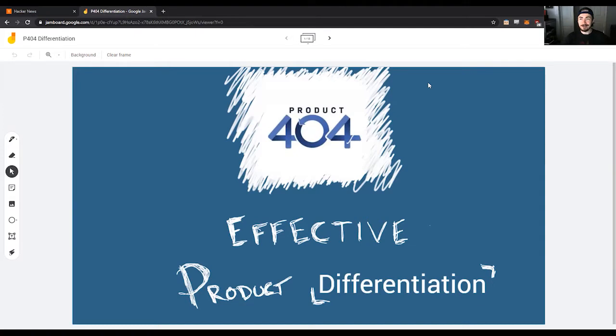Give me feedback if it's a little bit obtuse. I'm going to try to make this as accessible as possible so that this is useful and cover both a foundational level of product differentiation, but also maybe talk about some of those more advanced frameworks.